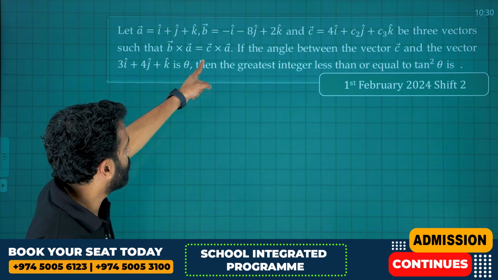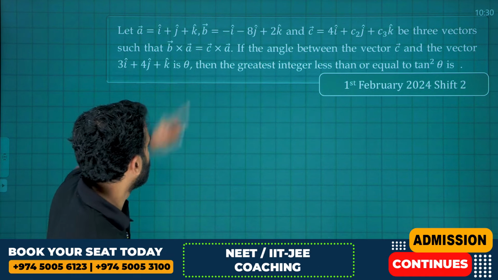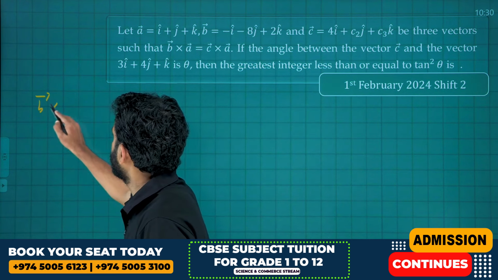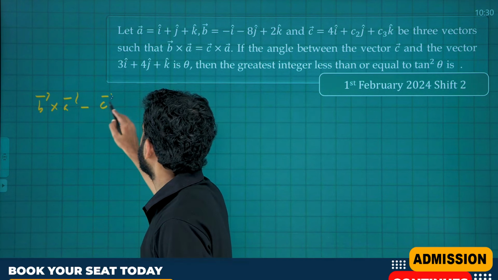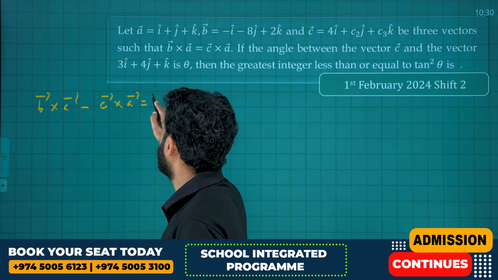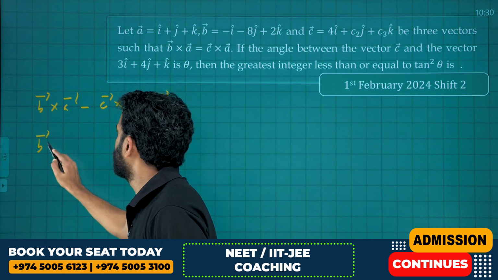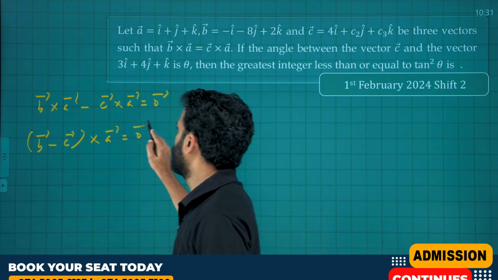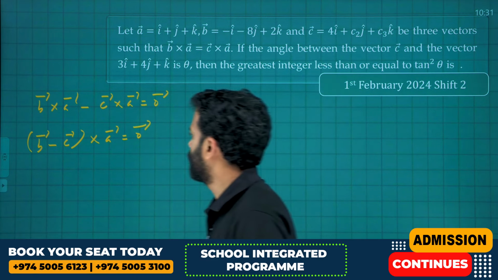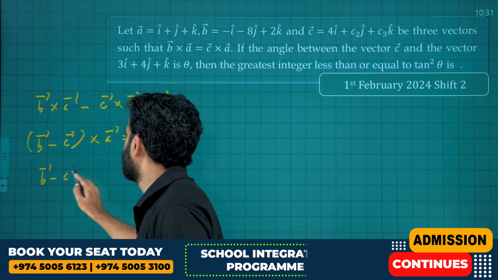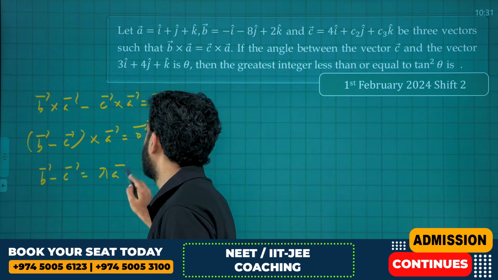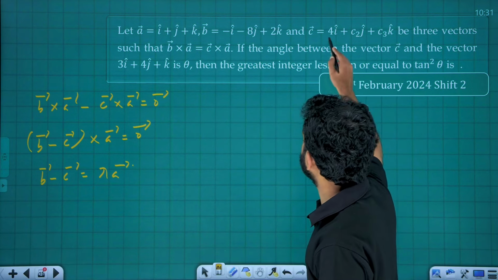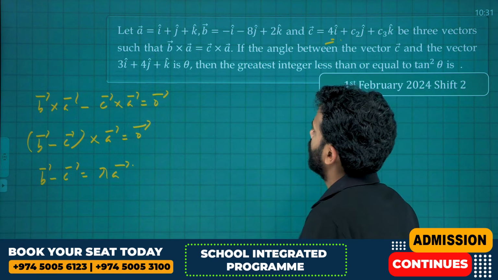Vector B cross vector A is equal to vector C cross vector A. Let's move this to the left hand side and you will get vector B cross vector A minus vector C cross vector A is equal to 0 vector. That is vector B minus vector C cross vector A is equal to 0 vector. Therefore what is vector B minus vector C? That is equal to lambda vector A. Okay. A part of C is given, right? Therefore we can find lambda from that value.